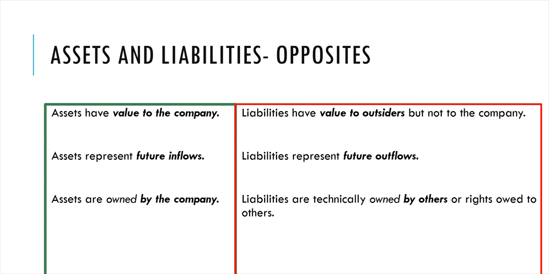Along the lines of this, you're thinking in terms of contractual liabilities if you want to look at the legal aspect of this. Whereas assets will give you future inflows, liabilities are going to represent future outflows. And the reason why we don't call this future cash payments is because the outflow does not have to be in cash form. It can be in other form. And liabilities have value to outsiders and not value to us.